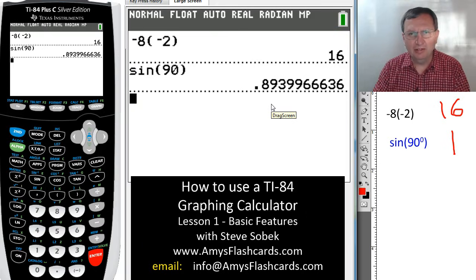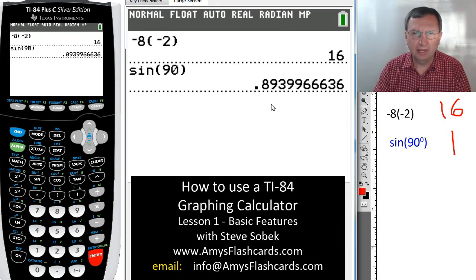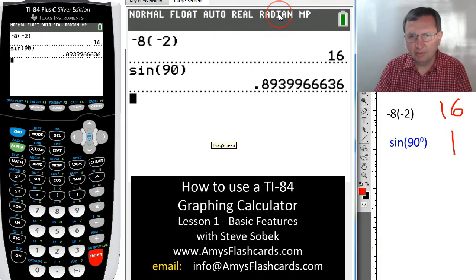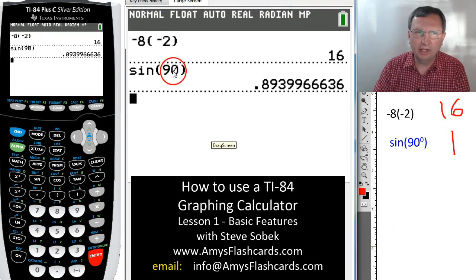No, what's happening here? Remember that angles can be measured in degrees and in radians, and your calculator is automatically in the radian mode. Some of the newer versions of the TI-84 have undergone several changes, and if you have the version like mine that has the word radian up here, that clues you in that you're not in degree mode, and it's going to interpret that not as 90 degrees but as 90 radians.